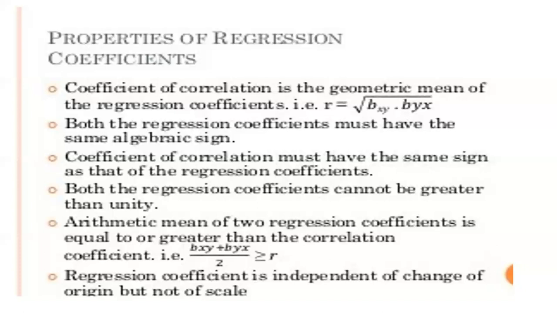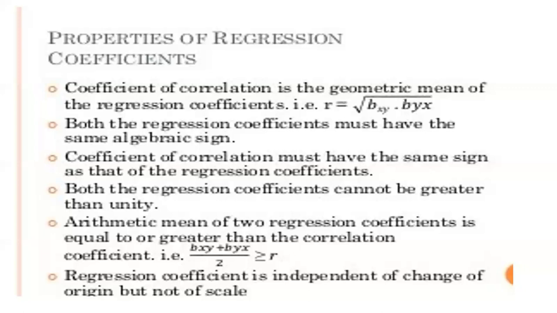Then point number 4. Both of the regression coefficients cannot be greater than unity. The value of both regression coefficients should not be more than 1. Then the arithmetic mean of two regression coefficients is equal to or greater than the correlation coefficient. If we calculate the arithmetic mean of the two regression coefficients, it will be either equal to or greater than the value of the correlation: bxy plus byx divided by 2 is greater than or equal to r. Then the regression coefficient is independent of change of origin but not of scale.